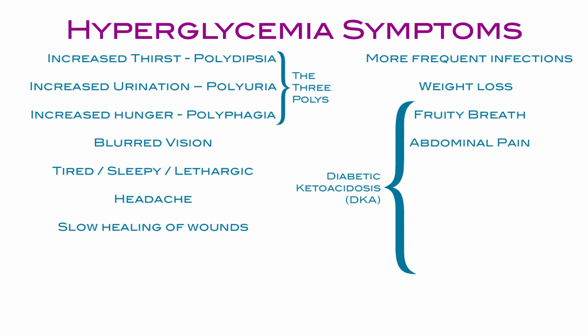Abdominal pain, nausea, vomiting, Kussmaul's respirations, which are deep, rapid breathing characteristics of diabetic acidosis. This is the lungs' attempt to blow off excess acids in the form of CO2. And ketones in the urine.